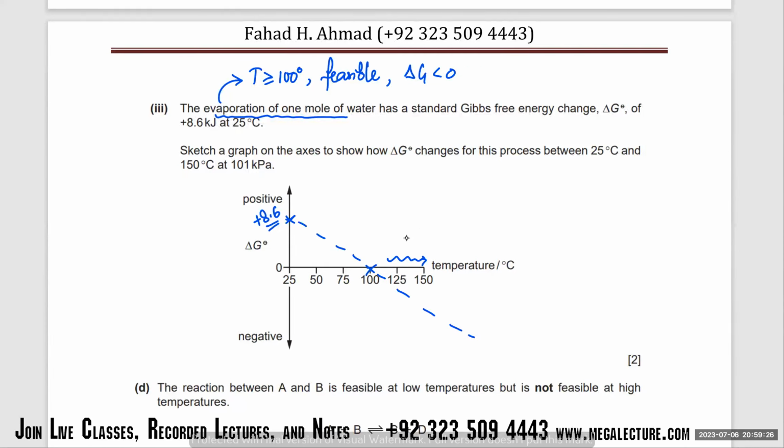This part was clear: you had 100 degrees centigrade, right? Before 100, it's not feasible, so delta G has a positive value. After 100, it's very feasible, so it's got a negative value, right? Why do you think it has a straight line? It could have been a curve as well, right? How are you sure that this line is a straight line?